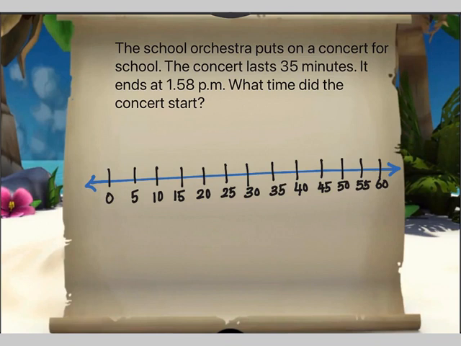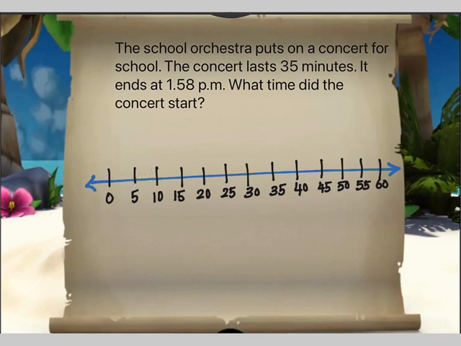I have drawn a number line. You can see the blue color of the number line, and I have also labeled the number line with a time interval of 5 minutes. So each interval is 5 minutes. The next interval is 5 minutes. So each interval is 5 minutes.